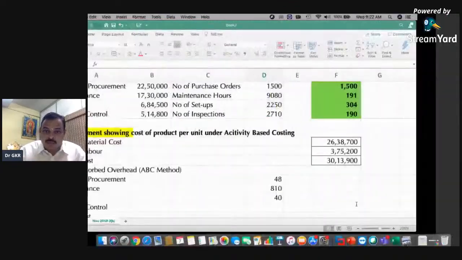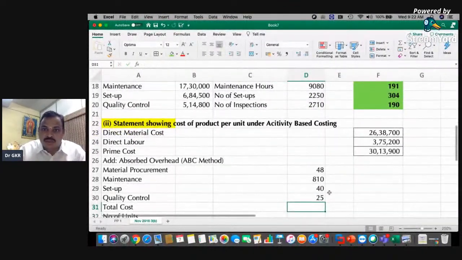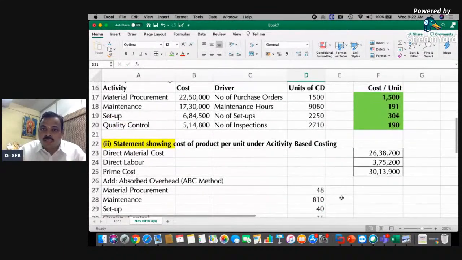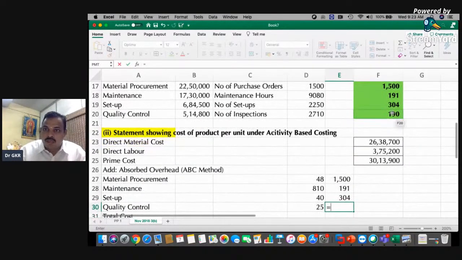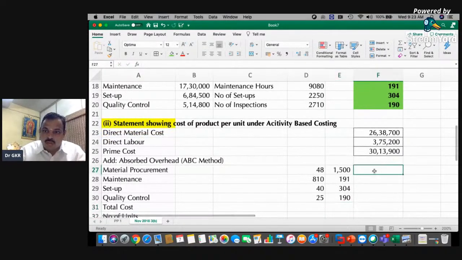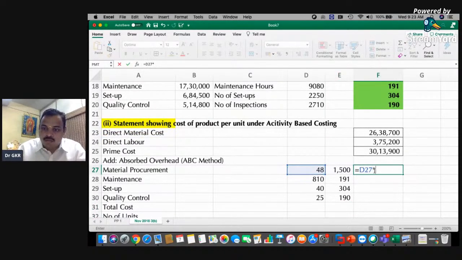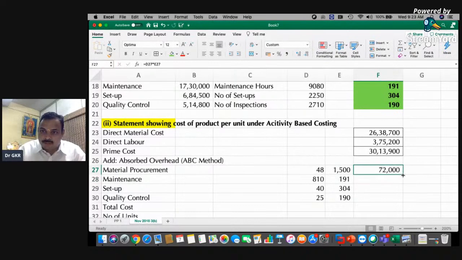40 setups. Number of inspection is 25. So these are the units. So what is your per unit? Per unit is here 1500 per unit, 191 per unit, 304 per unit, 190 per unit. So now what is your absorbed overhead? Multiply this. So this is your absorbed overhead.